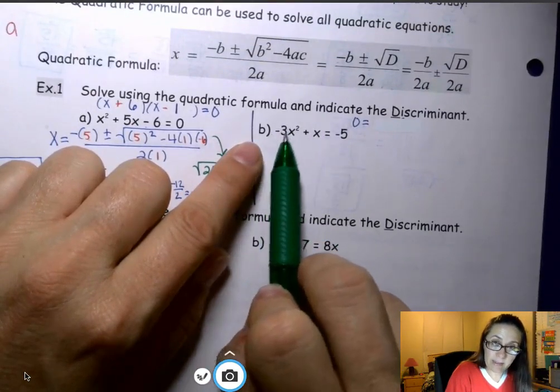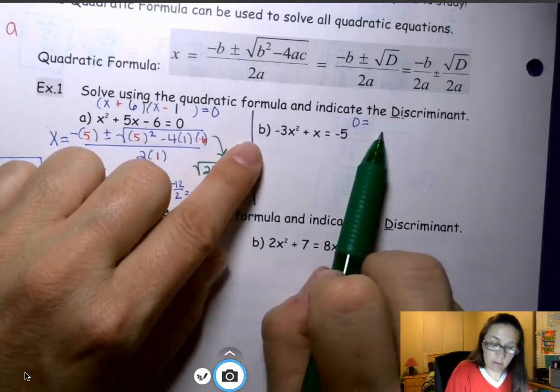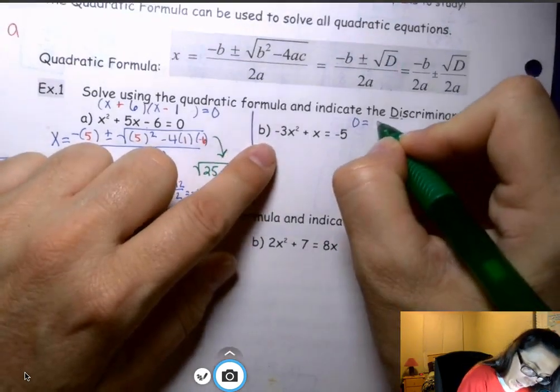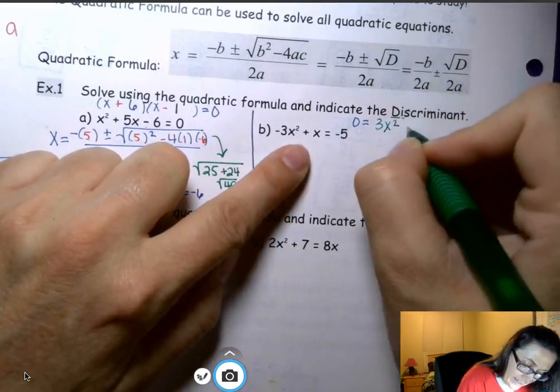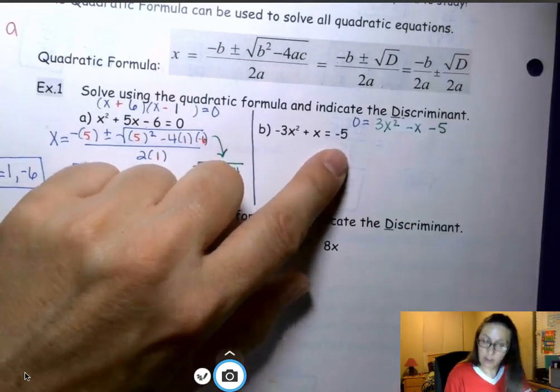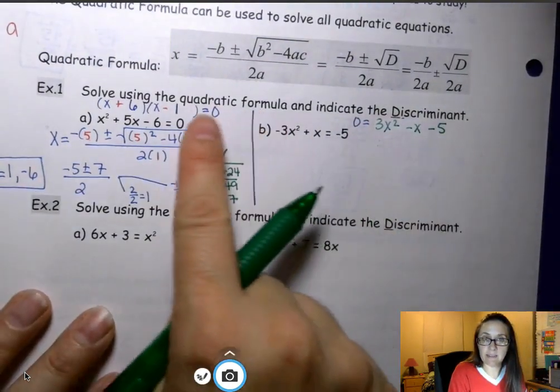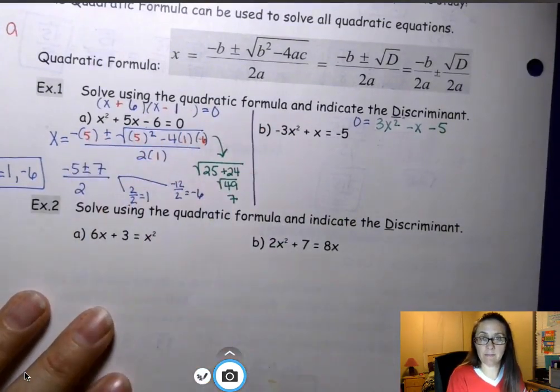Okay, so negative 3, I'm going to add it over here. I want the x squared coefficient to be positive, so I'm just going to move everything over to the right. So I'm going to have positive 3x squared minus x minus 5. Okay, I'm going to pause it. You go ahead and take that, set up your ghost formula, quadratic formula, and simplify all you can.